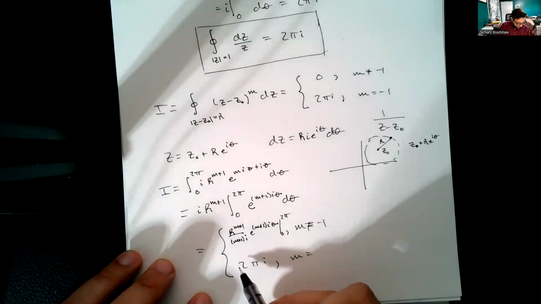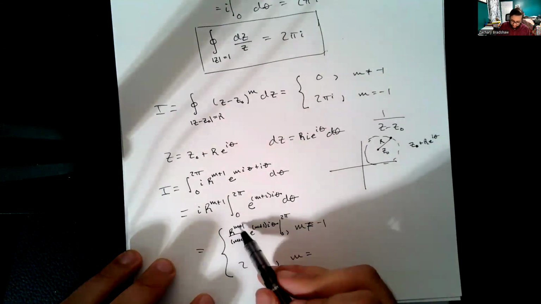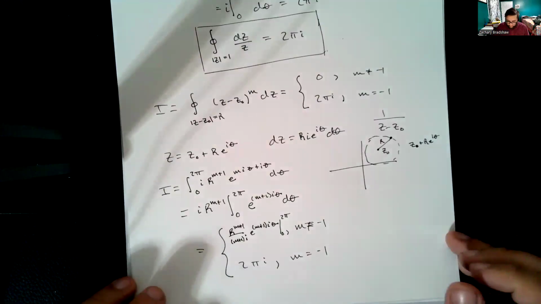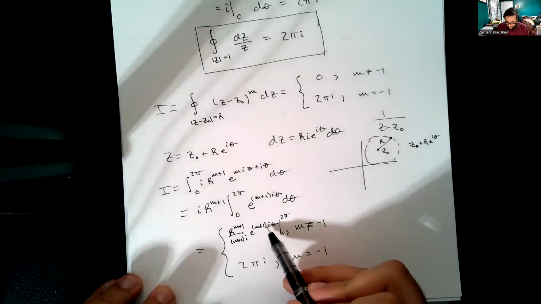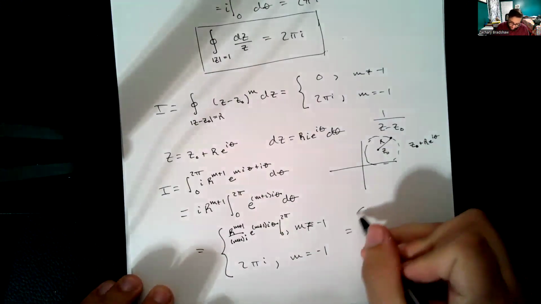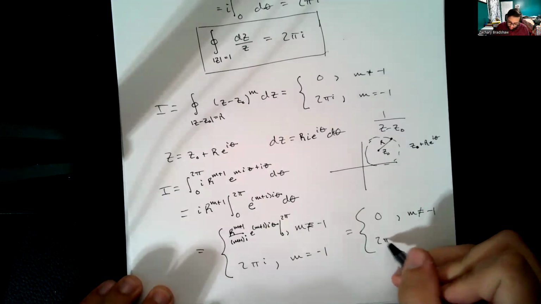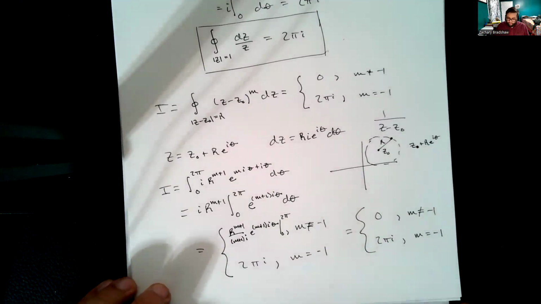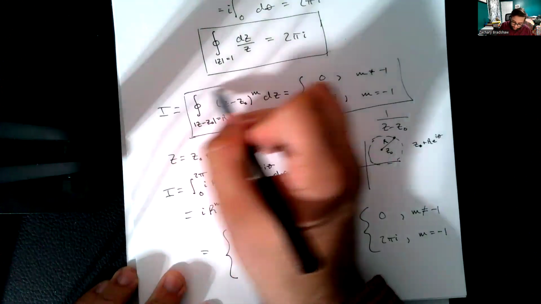Okay, so when m is -1, the r's go away, right? This also becomes 1. So we evaluate this guy at 2 pi and 0, and we remember our Euler formula. Both of these guys will evaluate to 0. And so what we're left with is 0 in the case that m is not -1, and 2 pi i in the case that m is equal to -1. Okay, so this is another one to keep in mind that we will come back to.